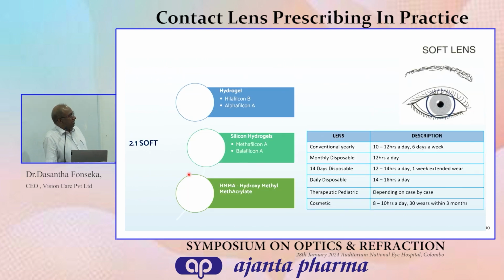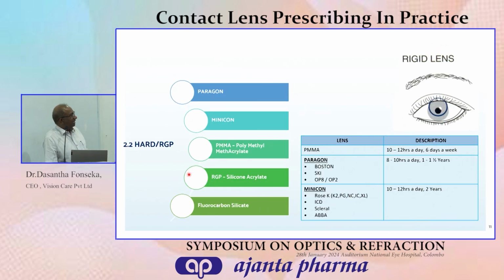And in the soft lens, I put here some materials that we use. The most common one is the hydrogel lens, or the conventional lens are called hydrogel, and it's made out of different materials. And then silicone hydrogels are the newer materials, mostly used in disposable or planned replacement lenses. And HEMA is also used for conventional contact lenses. So these are a few materials I just put in this slide.